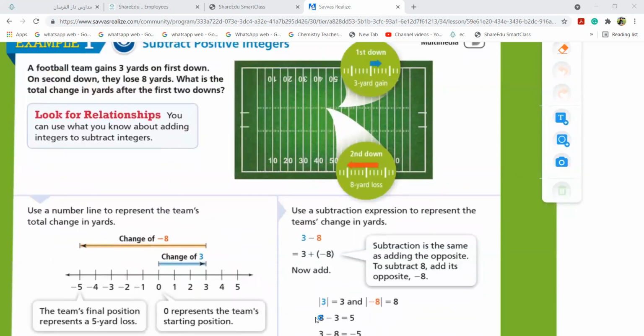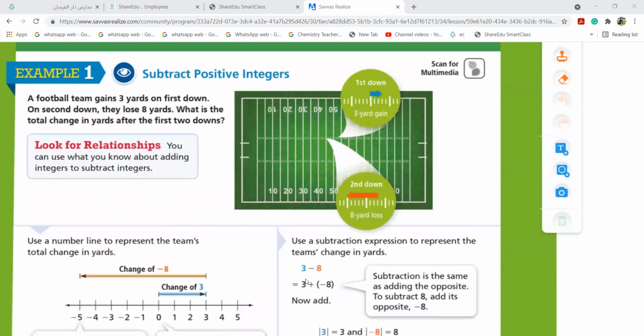If I ask you 3 minus 8, what will you do? You have one positive and one negative. So how are you doing it? They gain 3 yards, and then they lose 8 yards. So 3 minus 8. One is positive, the other is negative. So of course you will subtract it. 8 minus 3 is 5.